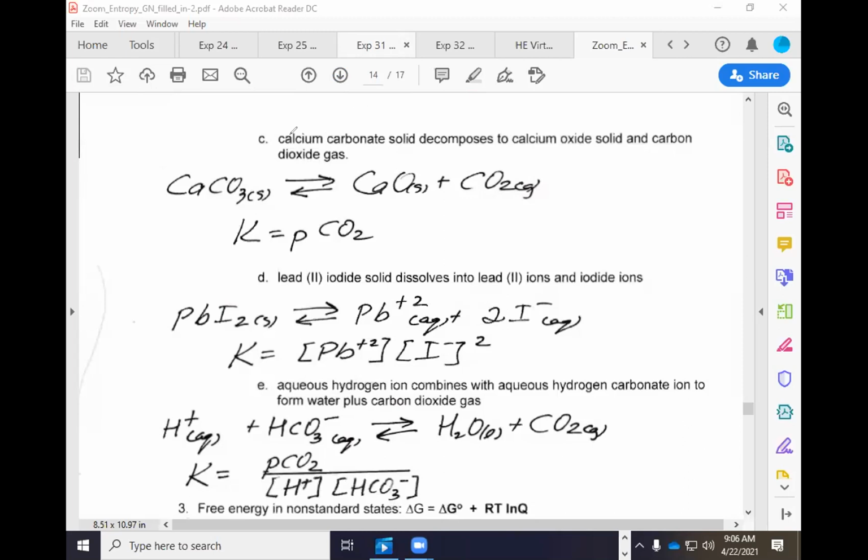Okay, so you want to remember the formula for calcium carbonate, and then always put your phases, solid, decomposes. Here's our calcium oxide solid, carbon dioxide gas. And then the solid does not show up in our KEQ expression. So this is technically a KP.